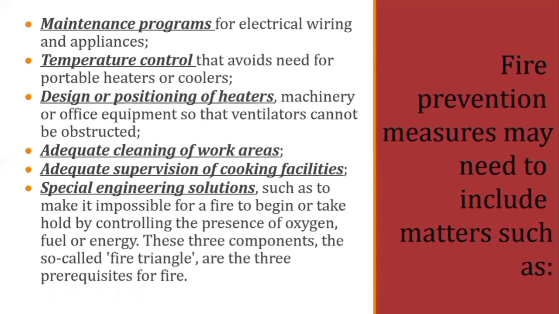Okay? And then spatial engineering solutions, such as to make it impossible for a fire to begin or take hold by controlling the presence of oxygen, fuel, or energy. These three components, the so-called fire triangle, are the three prerequisites for fire. However, it is already explained under the fire tetrahedron that there is always a chain reaction before a fire may exist.